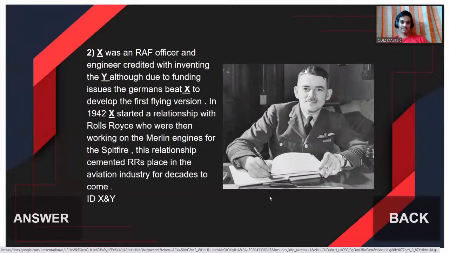X was a Royal Air Force officer and engineer credited with inventing the Y. Although due to funding issues, the Germans beat X to develop the first flying version. In 1942, X started a relationship with Rolls-Royce, who were then making Merlin engines for the Spitfire. This relationship cemented Rolls-Royce's place in the aviation industry for decades to come. So identify who this person is, X, and what did the person invent. So your odds on this are plus 20, minus 20 for a bet of 20.